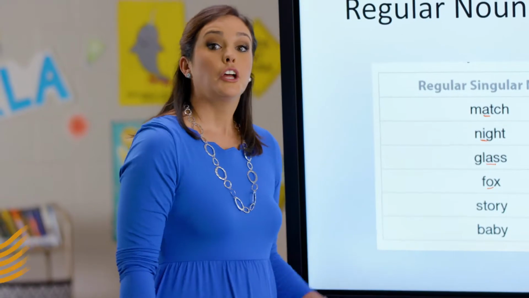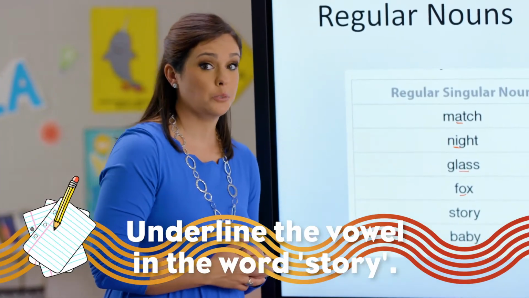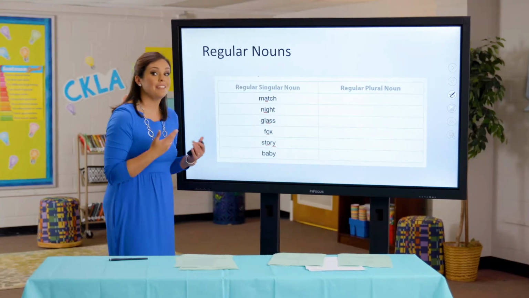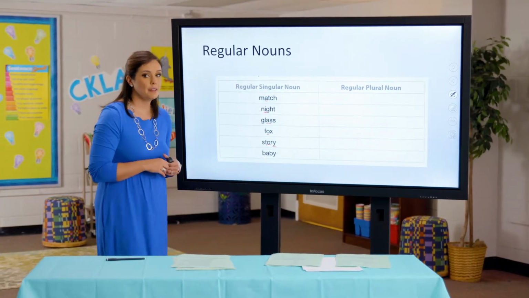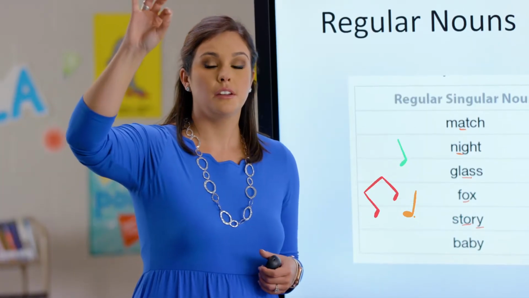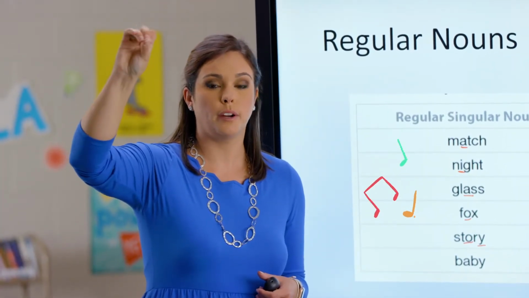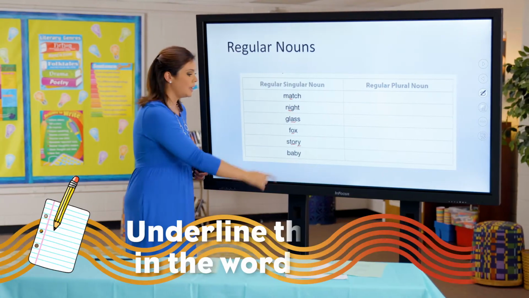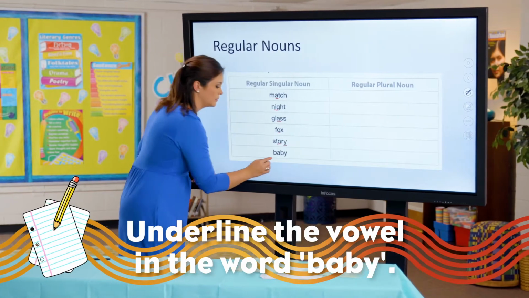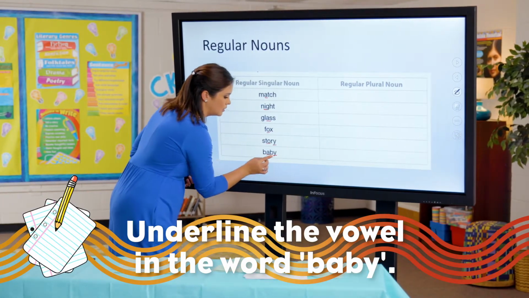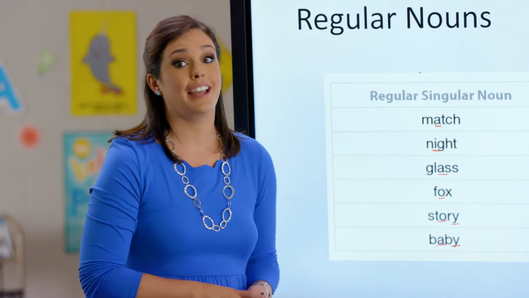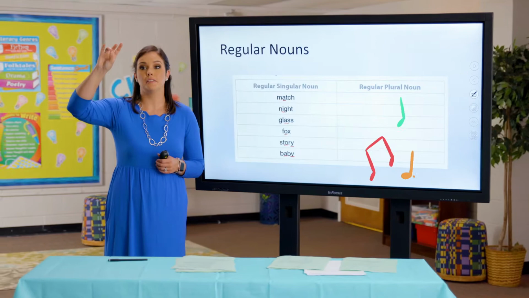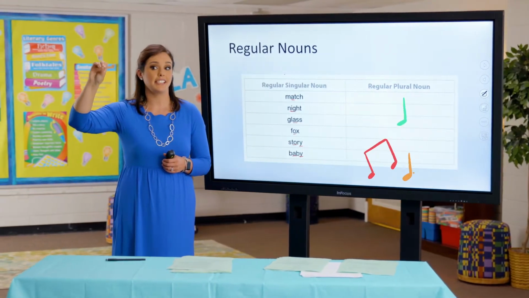Nice job. Go ahead and underline the vowels in this next word. Notice in this word we have 2 vowels. Let's tap out the sounds together. St or E. Story. Say it fast again. Story. Nice job. Go ahead and underline the vowels in the last word. Again, look at how this word has 2 vowels. Let's tap out the sounds together. B-A-B. Baby. Say it fast again.